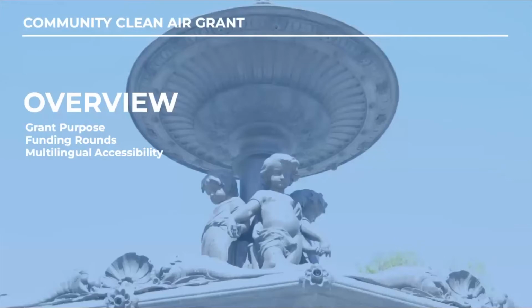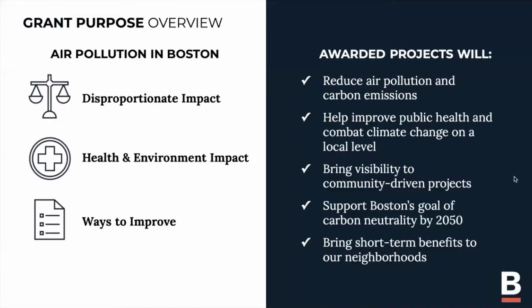Okay, so to start, we'll look at the overview portion of the presentation. Next slide, please. So for the grant purpose, the purpose of the grant is to reduce air pollution and carbon emissions in Boston, in particular for this grant at the neighborhood and community levels. There's several reasons why this is important. One of those being the disproportionate impact that air pollution has in different parts of Boston.